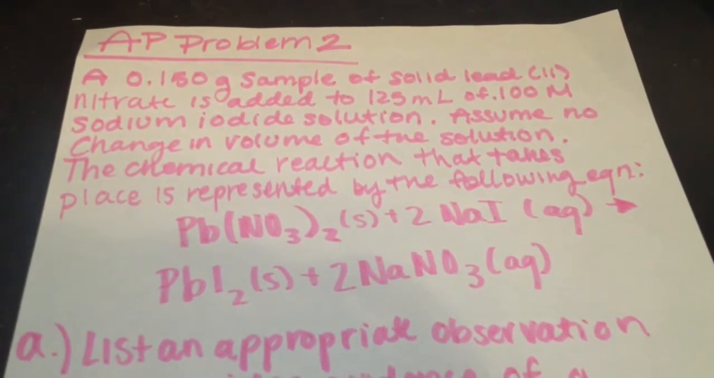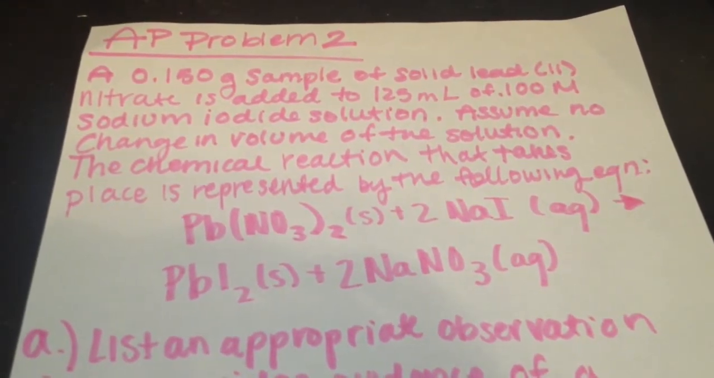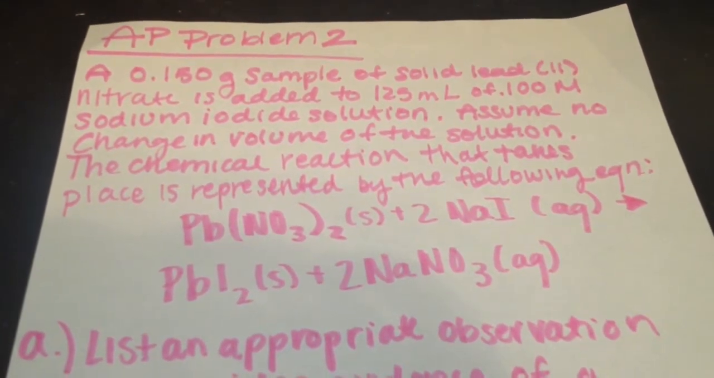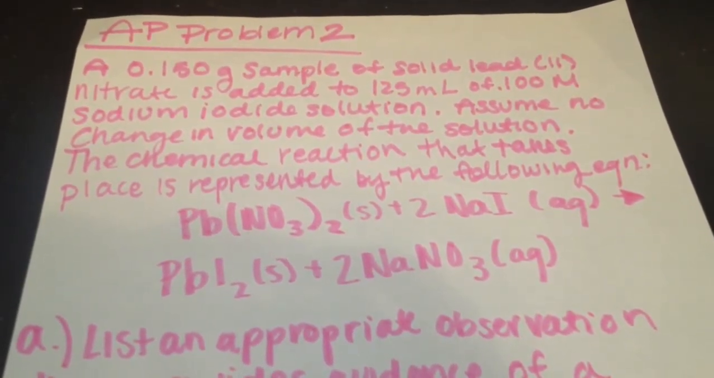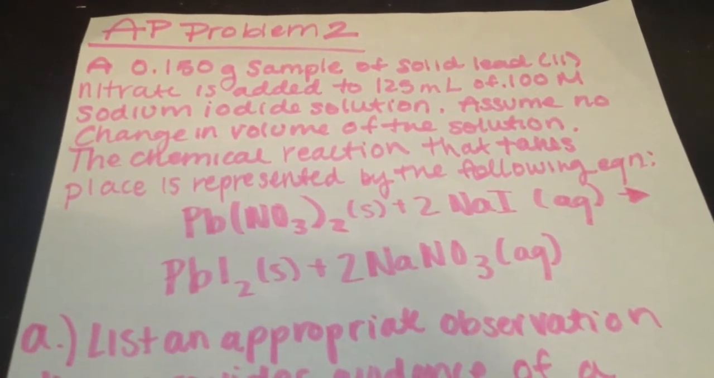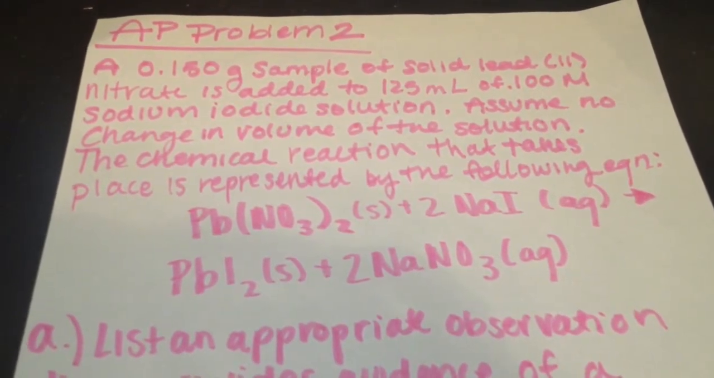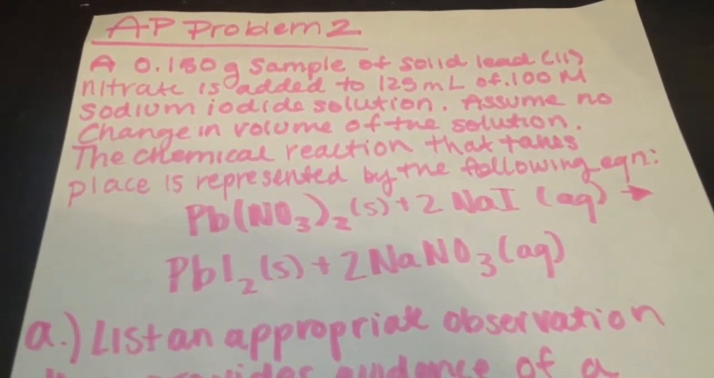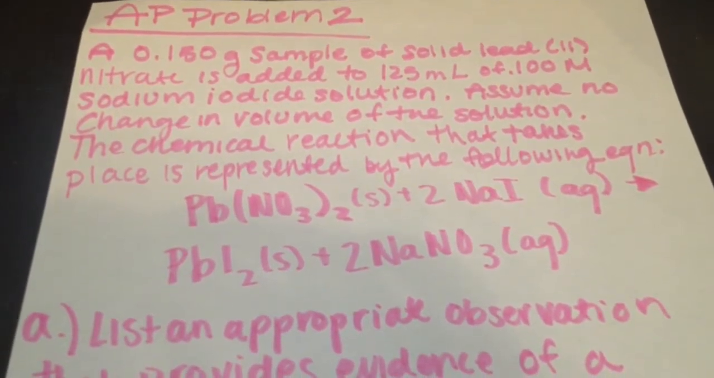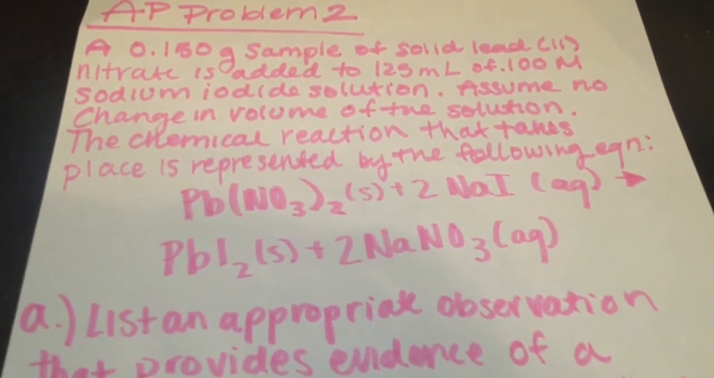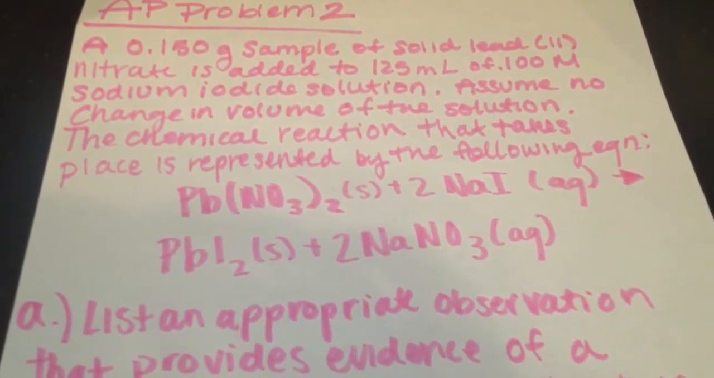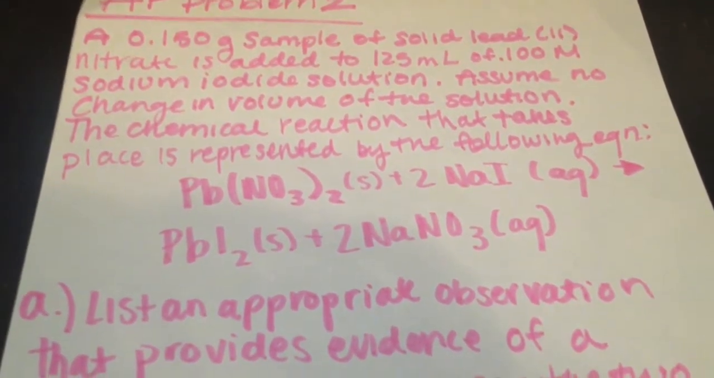This is the second AP problem. We're given a 0.150 gram sample of solid lead(II) nitrate that is added to 125 milliliters of 0.1 molarity sodium iodide solution. We have to assume that there is no change in volume of the solution, and the chemical reaction that takes place is represented by the reaction below the problem.